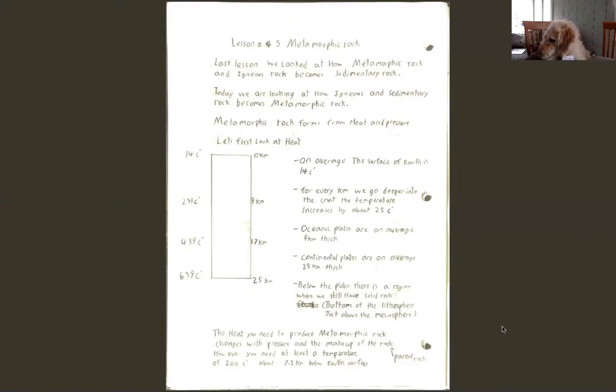So from last lesson, we looked at how metamorphic and igneous rock can become sedimentary rock. Today we're going to be looking at how igneous rock and sedimentary rock and even metamorphic rock can become metamorphic rock. So when I say metamorphic rock becoming metamorphic rock, what I'm talking about is having the rock break down and form into a new metamorphic rock.